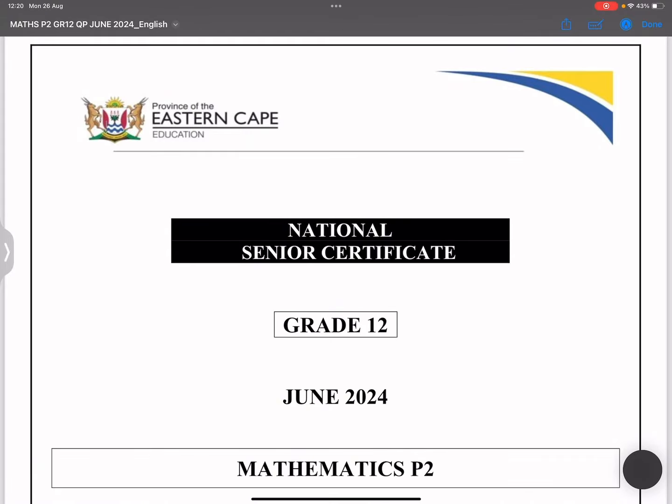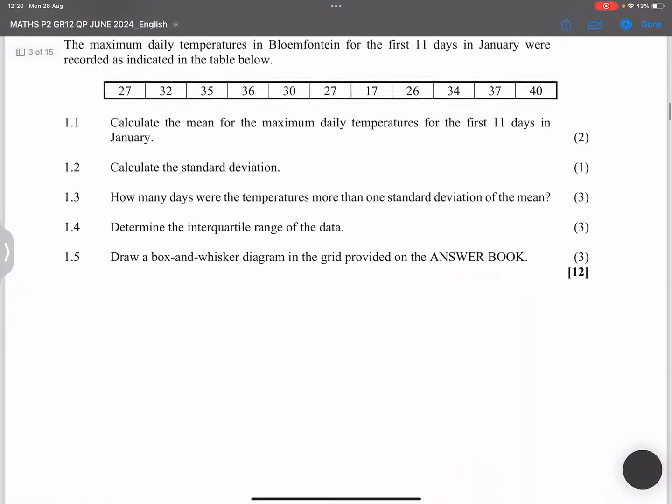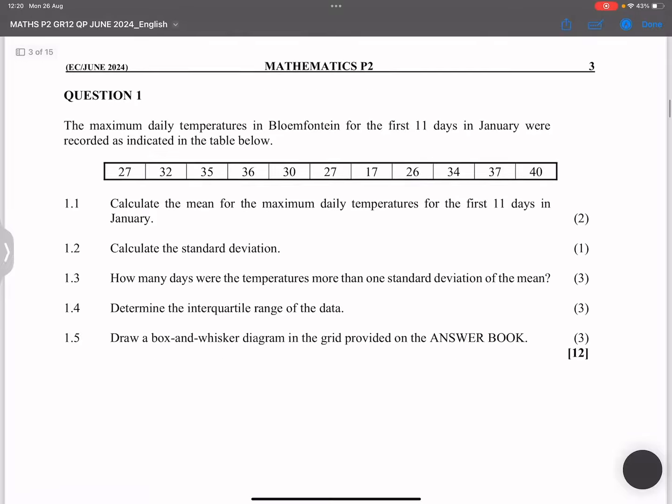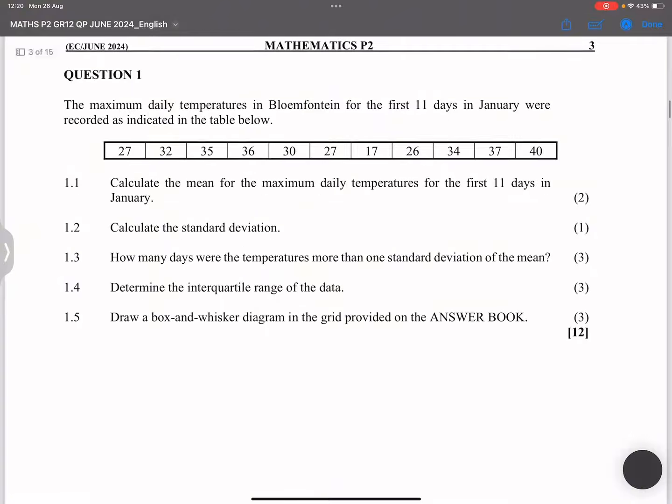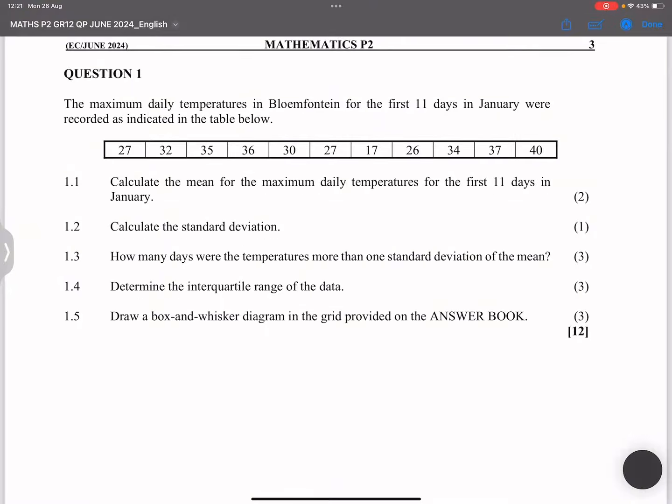All right, so without much talk, let's get right into it. We look at the first question that we're given. They say to us in question 1, the maximum daily temperatures in Bloemfontein for the first 11 days in January were recorded as indicated in the table below. Right, so there's the data that we've got there.